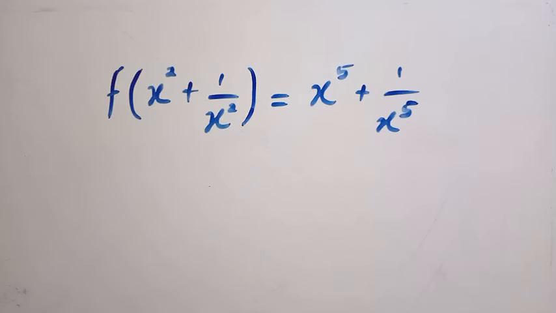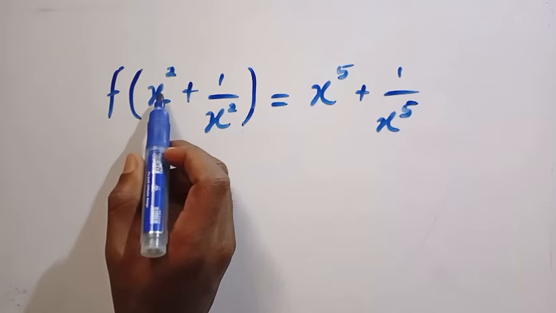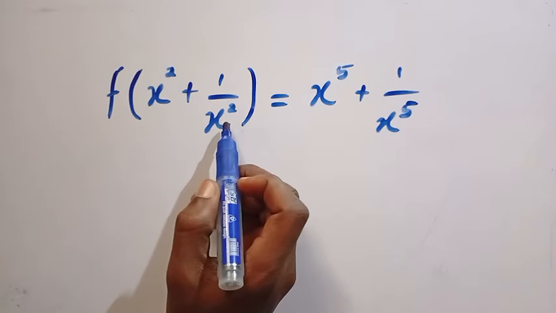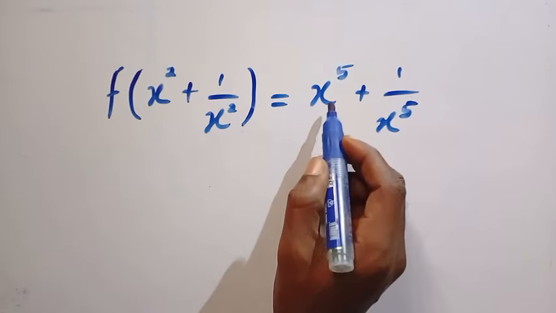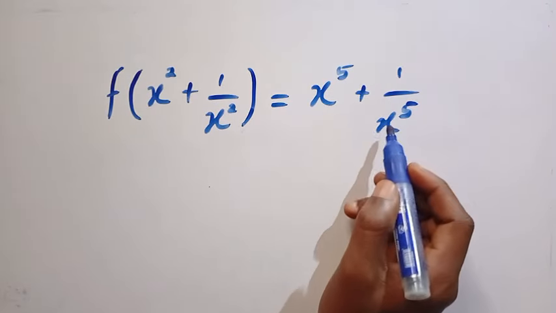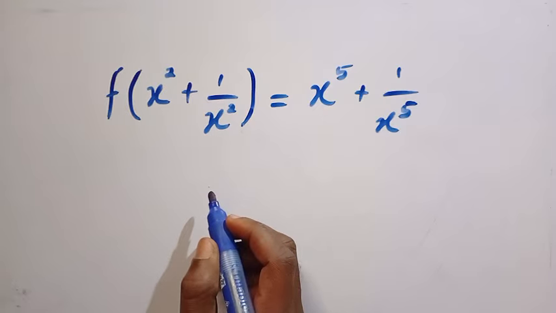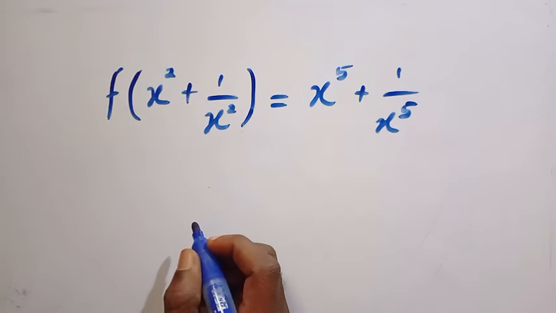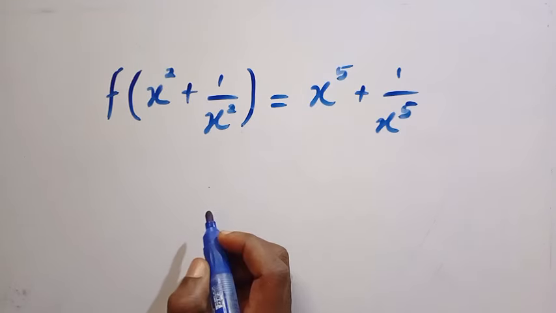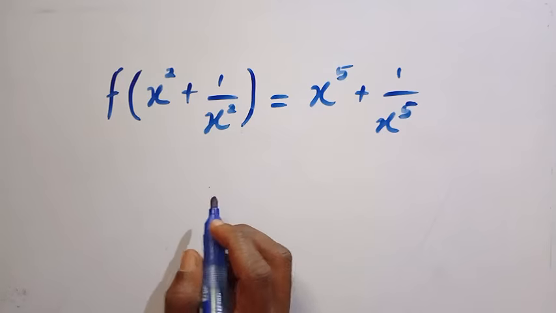How do you solve this problem? We have (x^2 + 1/x^2) = f(x^5 + 1/x^5). Which method do you use to solve this? Let's hear the answer in the comment box. And I'll be solving this in two different ways.